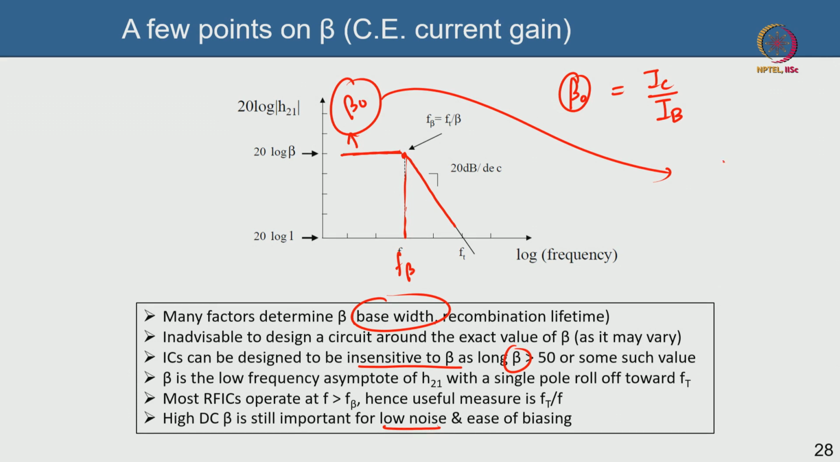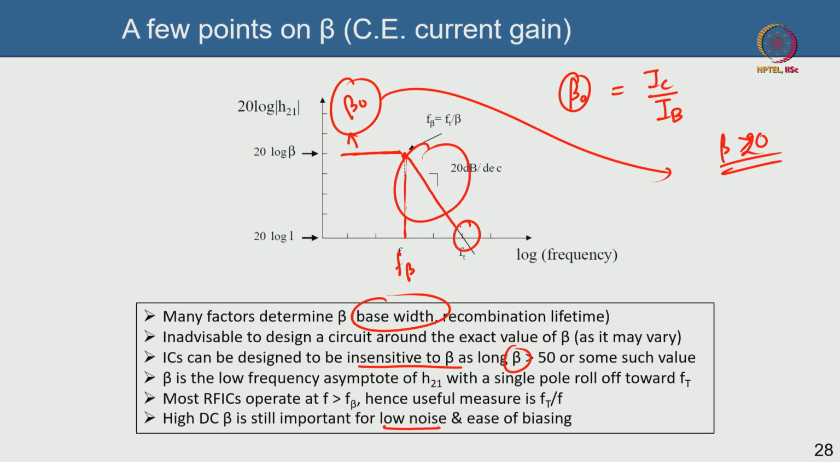Beta can be more than 20, for instance, need not be always 50. Beta more than 20, say 25 or 30, is good enough. As long as beta is more than 20, my circuit design holds true. It is not very sensitive to beta. Okay. So that we have to keep in mind, because the circuit designer cannot rely on an accurate value of beta, it can change. Okay. And most circuits will operate in this range.